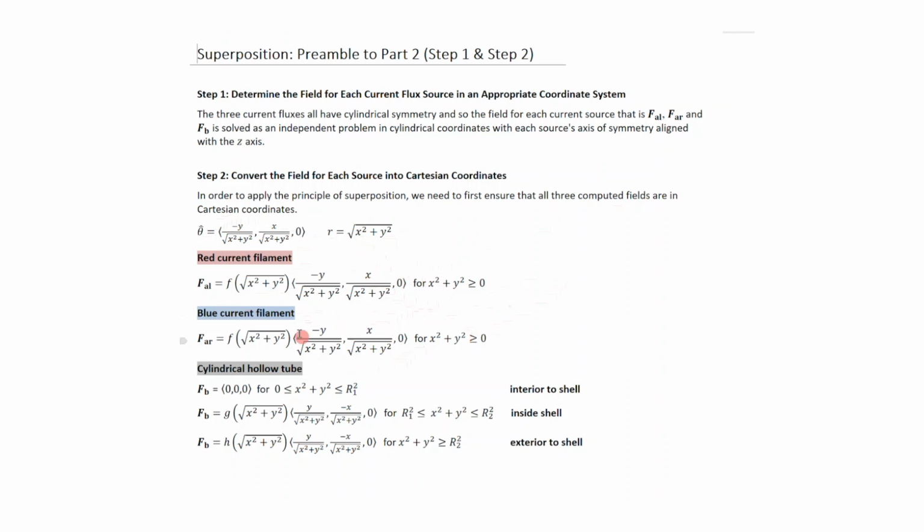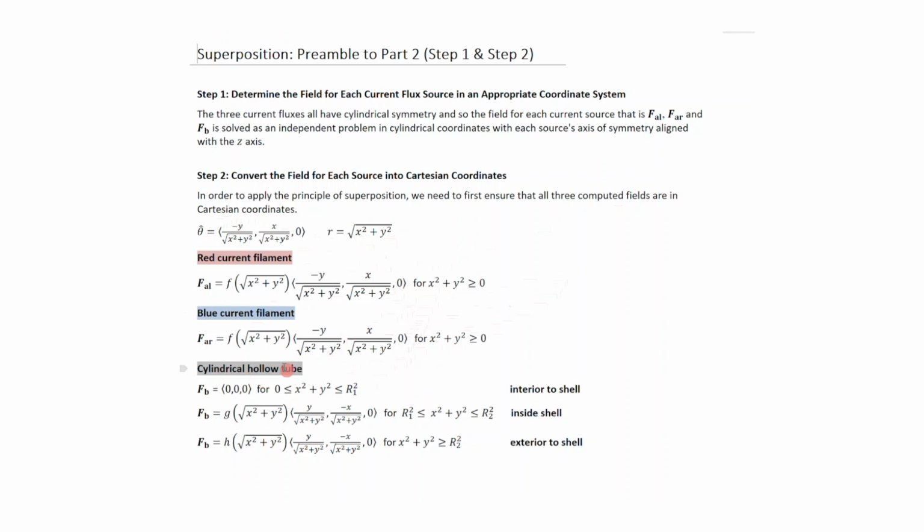For the blue current filament, it's exactly the same. Here we're presuming that these are basically centered on the axis of symmetry along the z-axis. So no difference between these two, because same basic type of object.